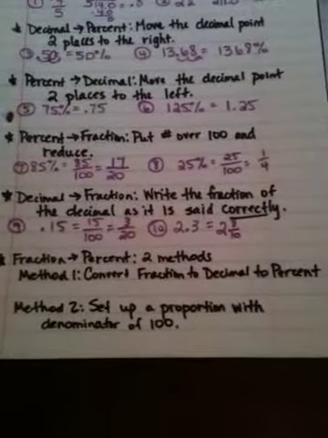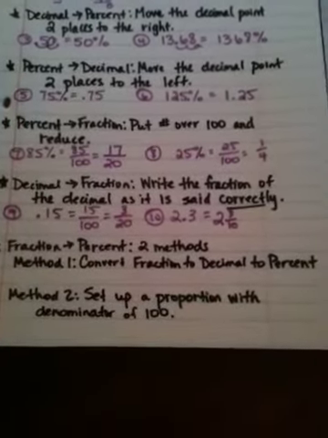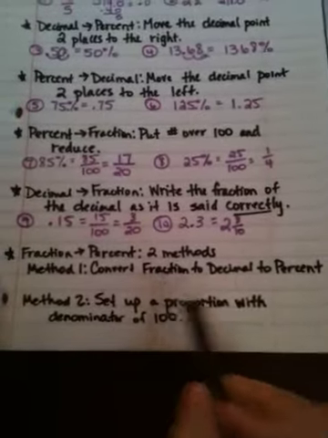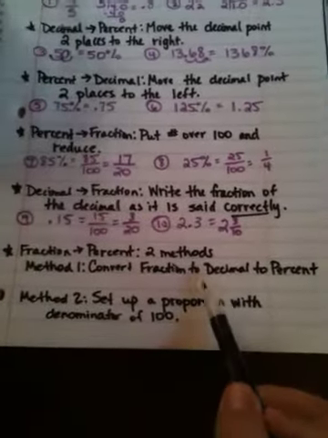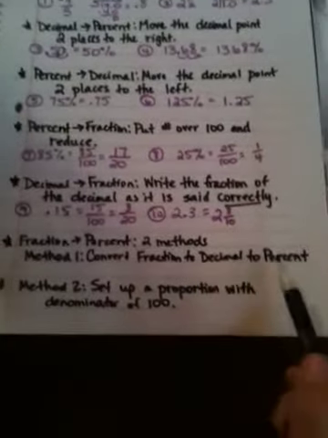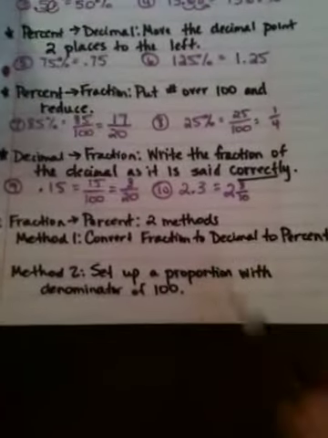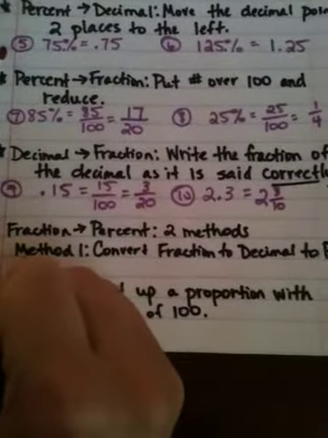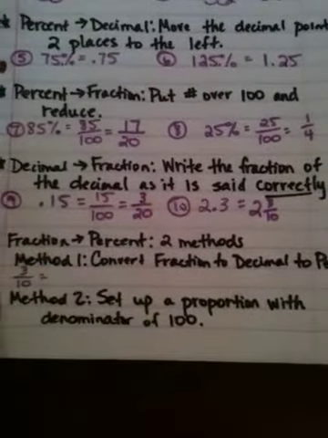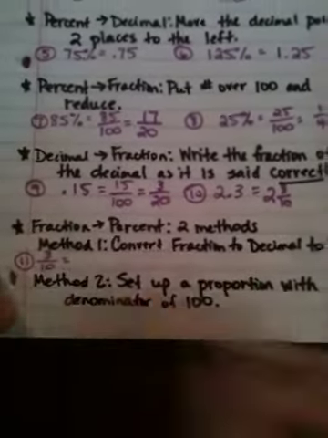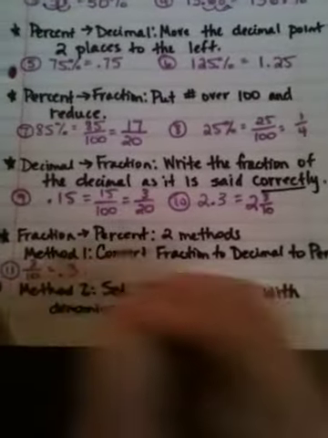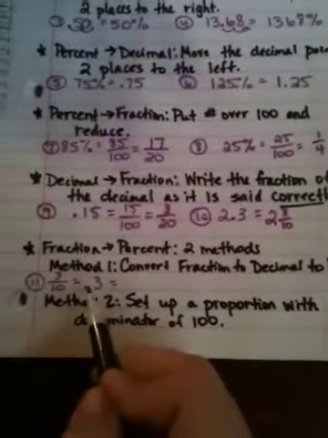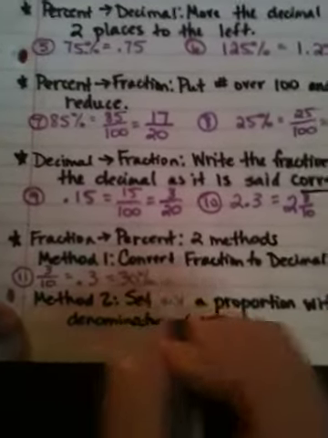The last one, a fraction to a percent, there are actually two methods that you can use. The first method is to convert the fraction to the decimal, which we have learned to do up here, and then convert that to the percent, which we did in the second one. So if I have 3/10, 3/10 converted to a decimal would be 0.3. From there, you use this top rule, and you move it 2 places to the right, so 1, 2, which becomes 30%.